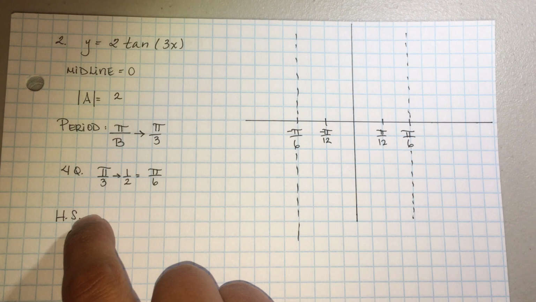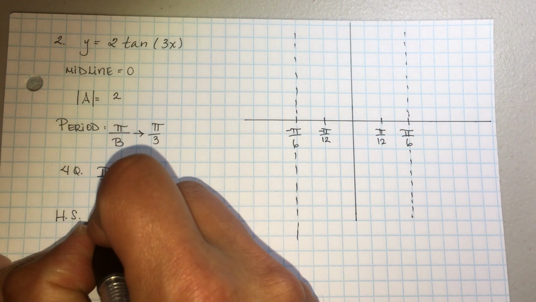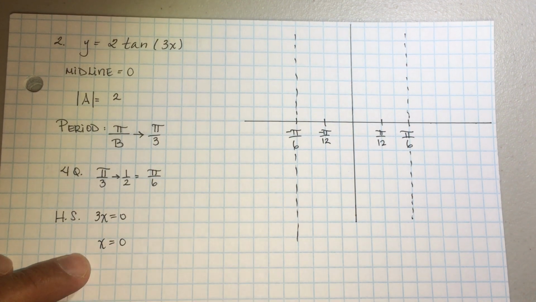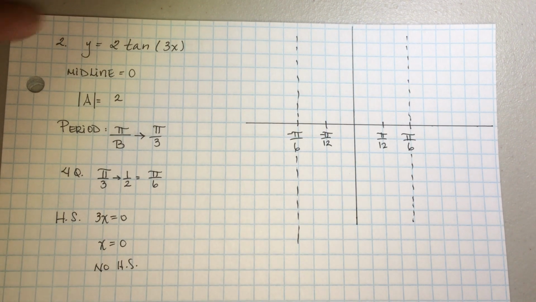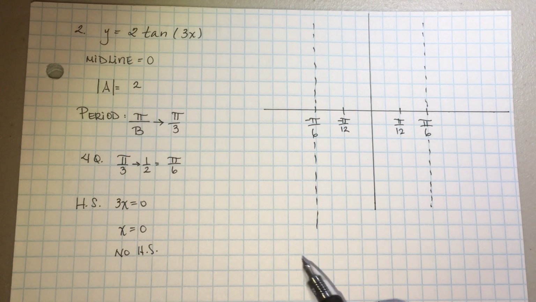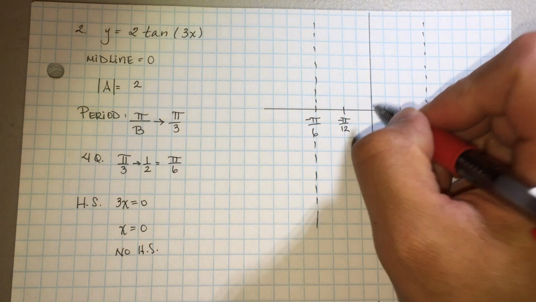Let's go ahead and find our horizontal shift just because we need to find that. So 3x is in the middle. All right, set that equal to 0, and that's nice for us because that means x is equal to 0. So there's no horizontal shift. That's nice. All right, cool. Now we have to go ahead and start graphing. Okay, so where do we start? Our midline. What's our midline? Well, in this case, it's just going to be right here in the middle.